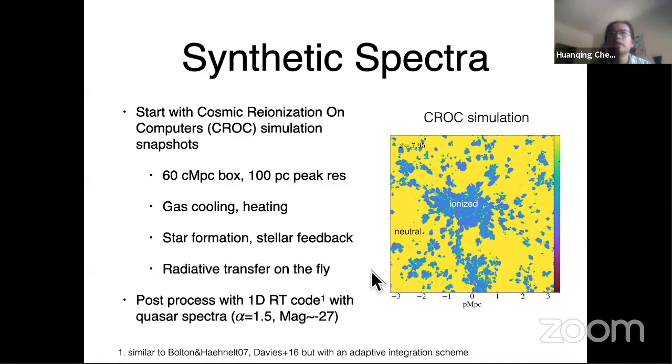The simulation includes gas cooling, heating, star formation, and stellar feedback, and the radiative transfer is also done on the fly, which allows us to model realistically the gas neutral fraction as shown in the right figure. The simulation itself doesn't include individual quasar sources. So we obtain the quasar spectra by first identifying a bunch of big, massive halos, then drawing sightlines centered on these massive halos, and then post-processing them with a 1D radiative transfer code.